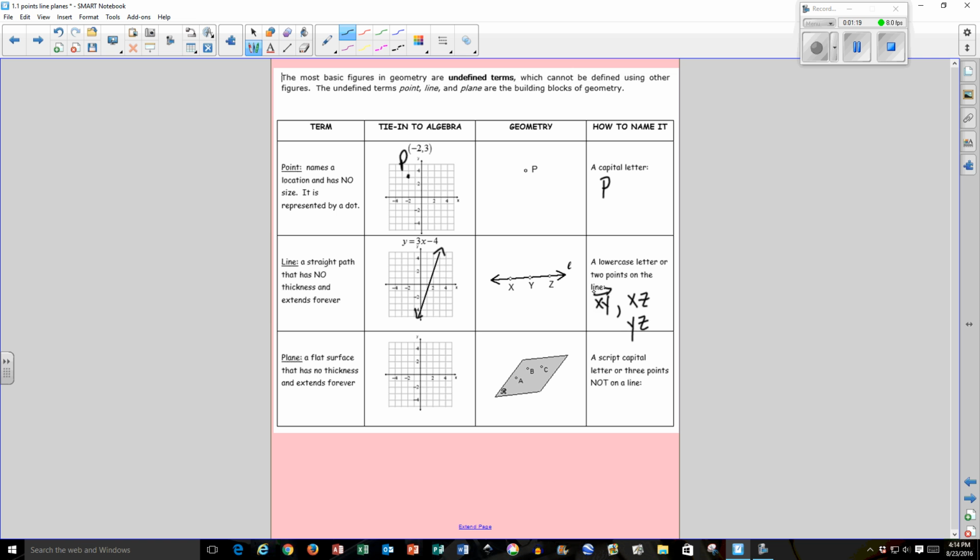And of course, we have to have the symbol of a line over the top because we're talking about a line, otherwise it's not a line. You could also use this cursive lowercase letter and just call this line L. So if you just have a line L, that works too.